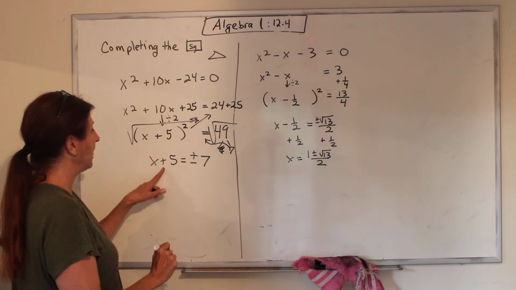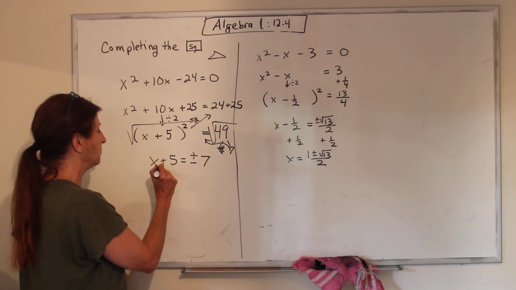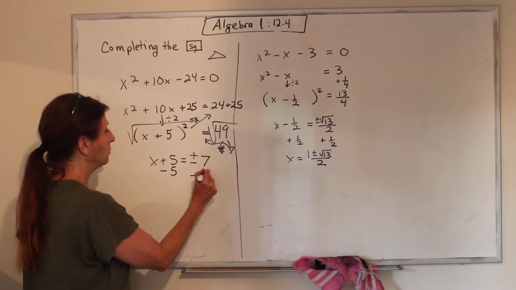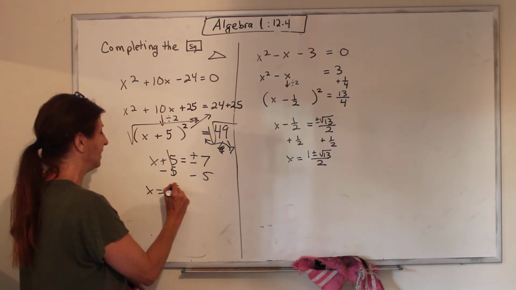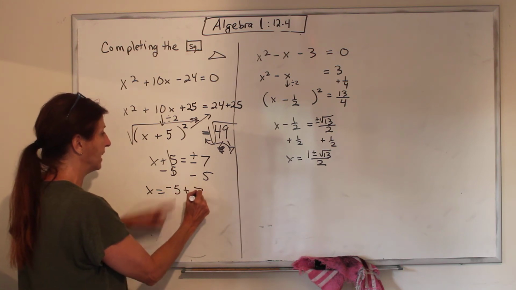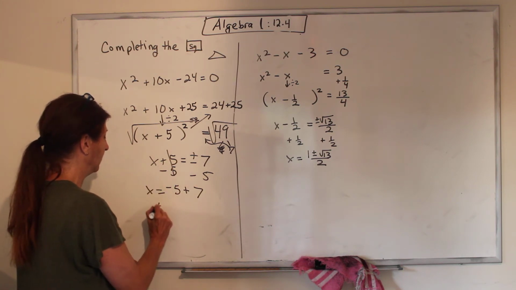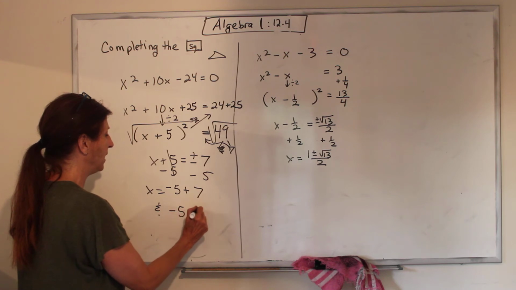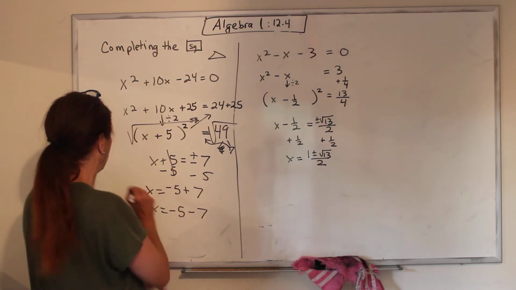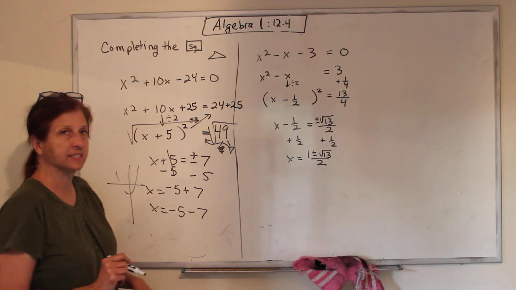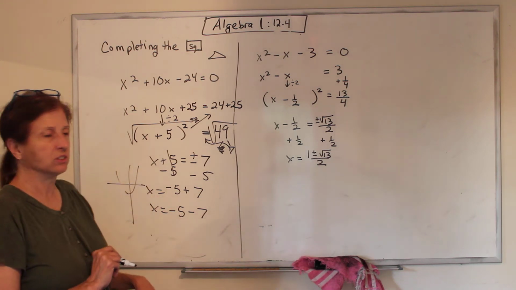Okay? So now, x plus 5, we do minus 5, and what we do to one side, we do to the other. So we end up with x equals negative 5 plus 7 and negative 5 minus 7. Because remember, this is a parabola and it crosses in two places. So we need both answers, all right?